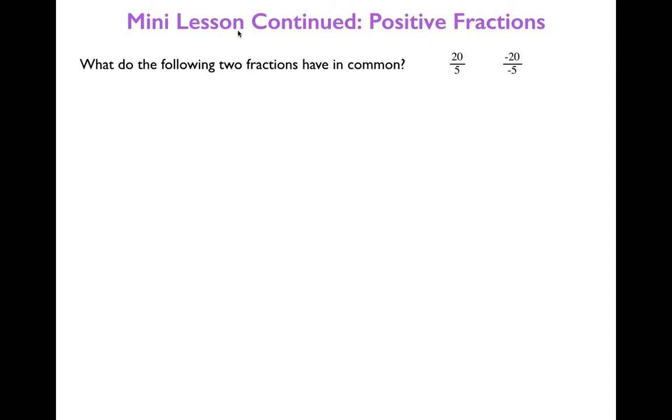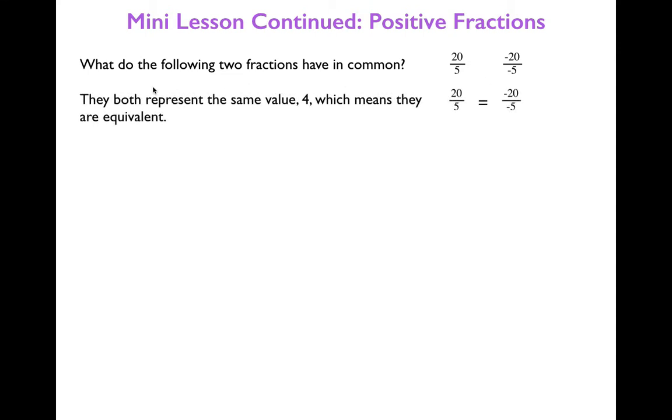All right, a continuation of the mini lesson, let's tackle positive fractions. What do the following two fractions have in common? 20 over 5 and negative 20 over negative 5. Again, pause the video and see what you come up with. All right, shouldn't be too much of a surprise that they both represent the same value, 4, which means they are equivalent. 20 divided by 5 is positive 4, and negative 20 divided by negative 5 is also positive 4.